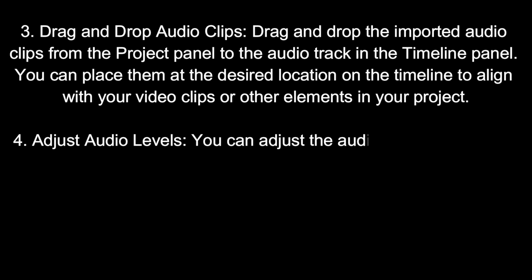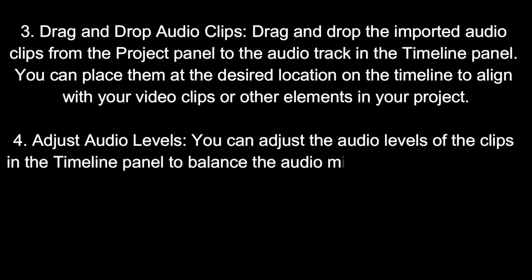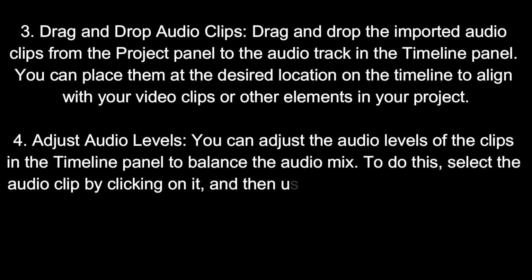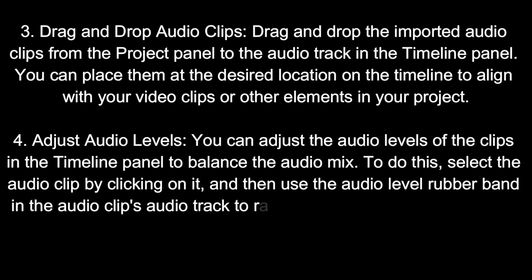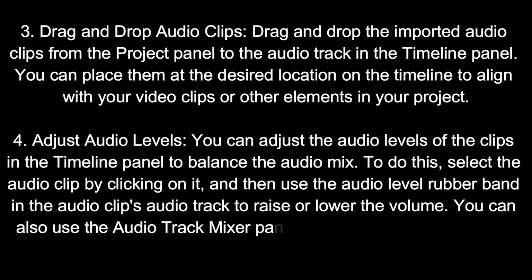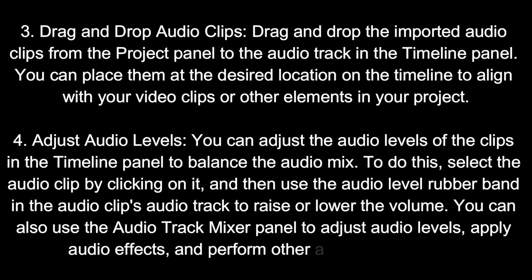4. Adjust audio levels. You can adjust the audio levels of the clips in the Timeline panel to balance the audio mix. To do this, select the audio clip by clicking on it, and then use the audio level rubber band in the audio clip's audio track to raise or lower the volume. You can also use the Audio Track Mixer panel to adjust audio levels, apply audio effects, and perform other audio-related tasks.